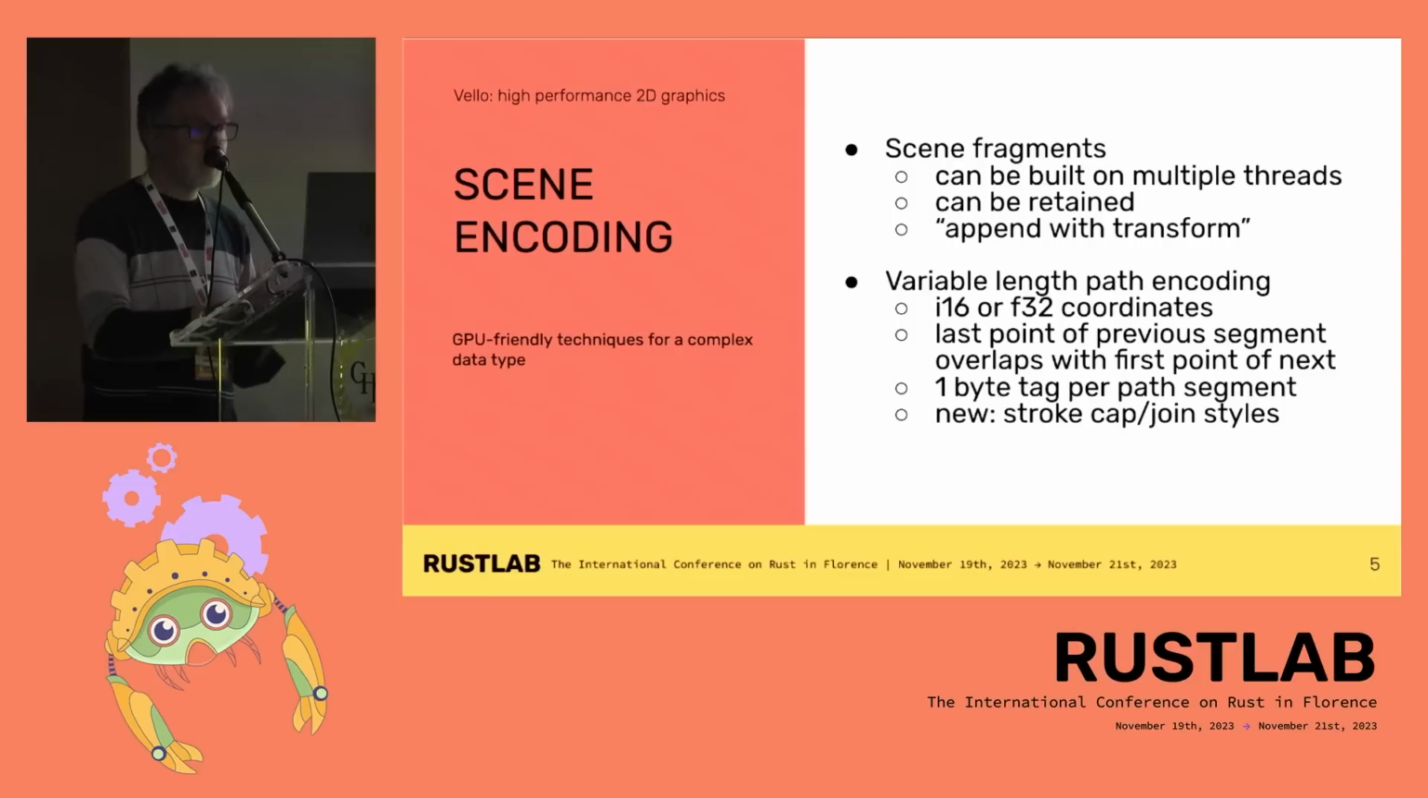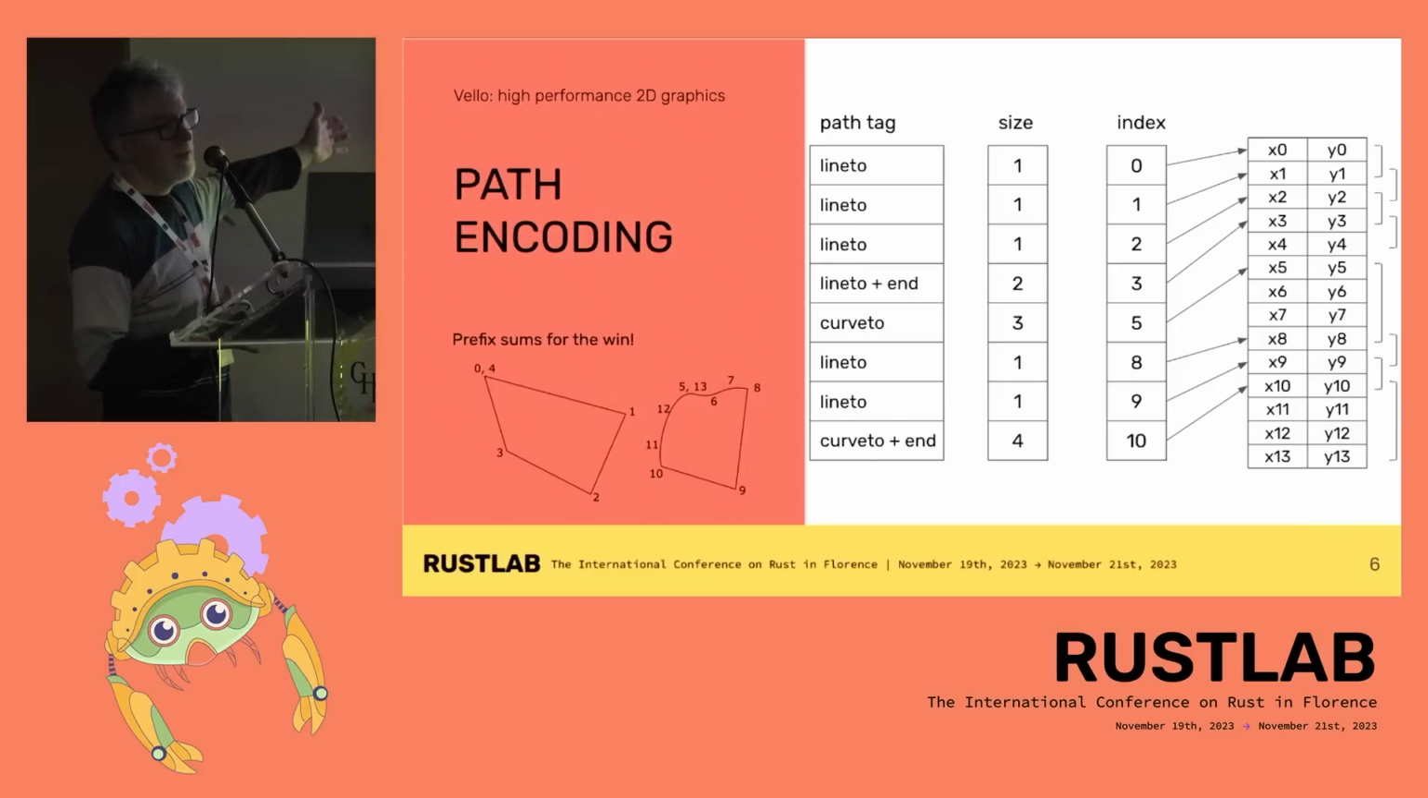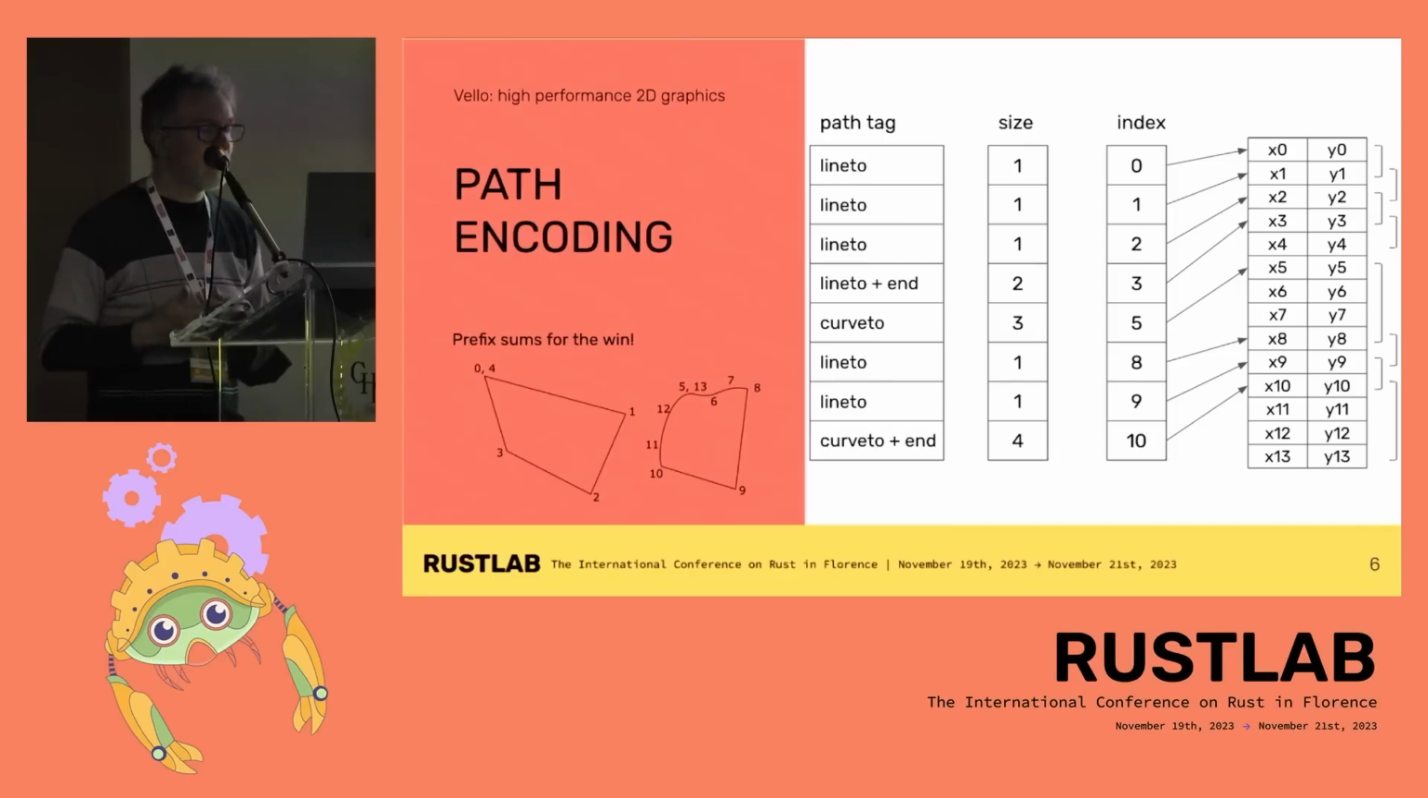But there's this concept of a path tag, which is a 1-byte tag. So if you're encoding a scene that has 8 path segments in it, some are lines, 2 are curves, then the tag tells you which are the lines, and it also tells you when is the end of the path. It's a little bit like, if you're familiar with PostScript or PDF, you'll see move to, line to, close path. Very similar, but we just go in with line to, and then we have an end bit at the end that says this is the end of the path.